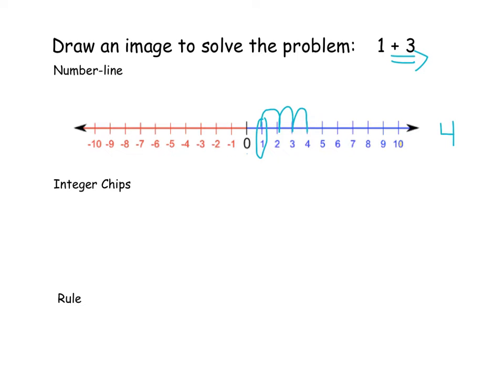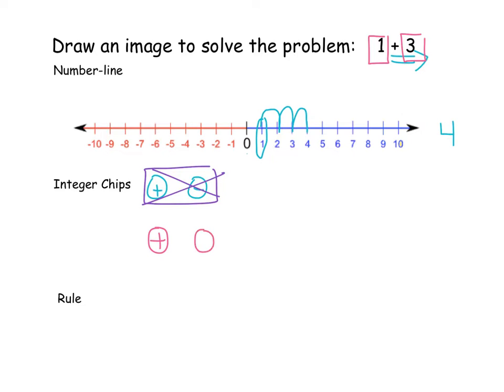If we were going to use integer chips, which are positive and negative chips, when you have a positive and negative that you put together, they will cancel each other out. So we have a 1 and we have a 3. They're both positive numbers. My first number 1, I have 1 chip. My second number is 3, so I'm going to add 3 more positives. Nothing's going to cancel because I don't have any negatives. So I just count how many positives. 1, 2, 3, 4. 4 positive.